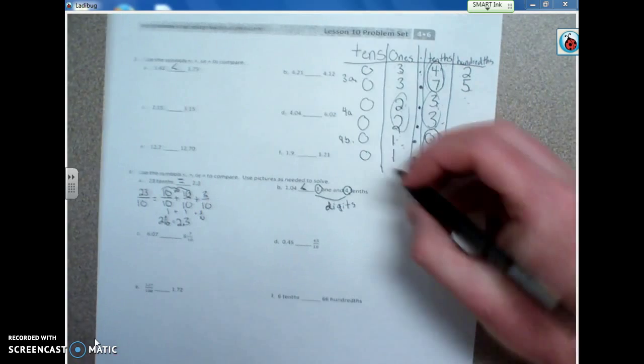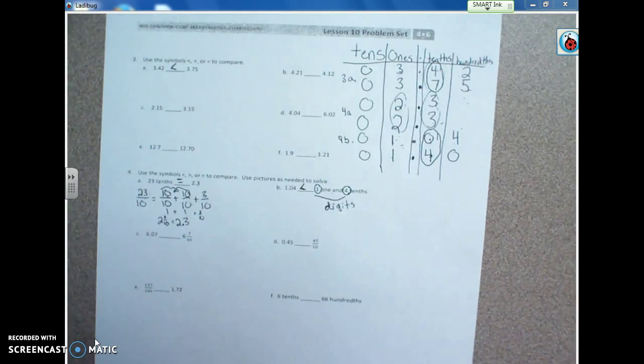All right, so continue to use the place value chart. Your job is to finish all of 3 and 4.